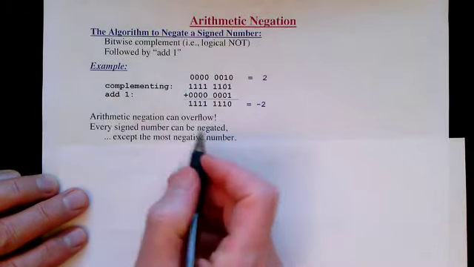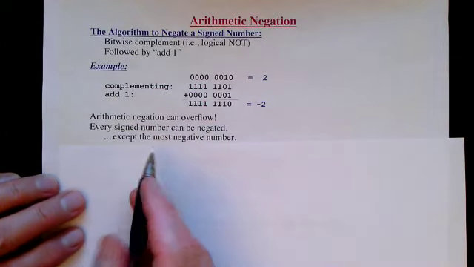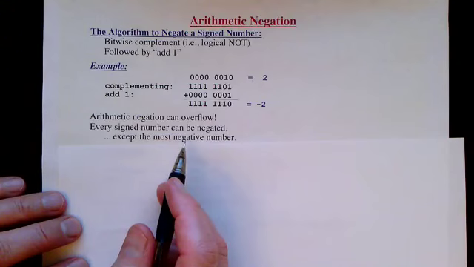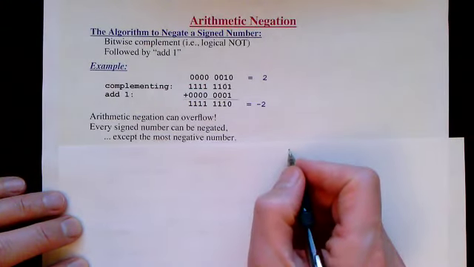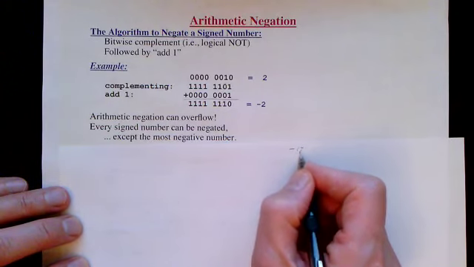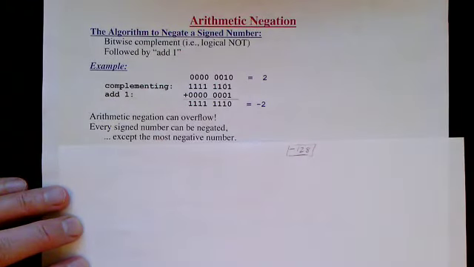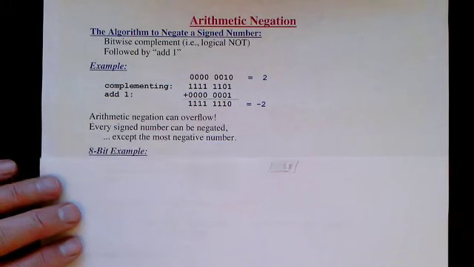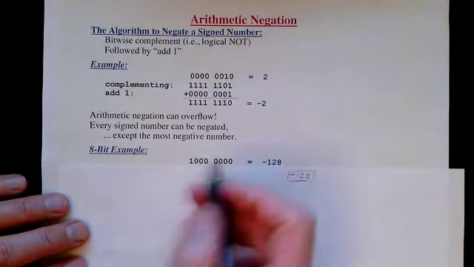Unfortunately, we can run into a problem. Every signed number can be negated except for the most negative number. If we're dealing with a byte of 8 bits, our most negative number is minus 128. That's a value that cannot be negated. Okay, all others can be negated and the algorithm works just fine. So here's what happens if we try to negate minus 128.